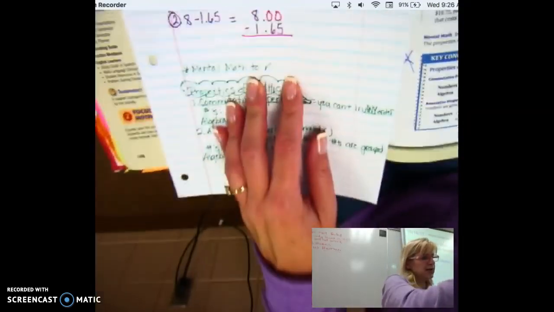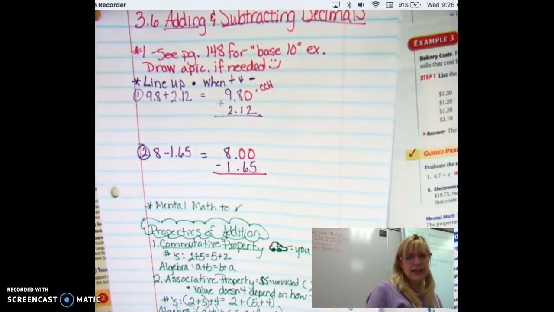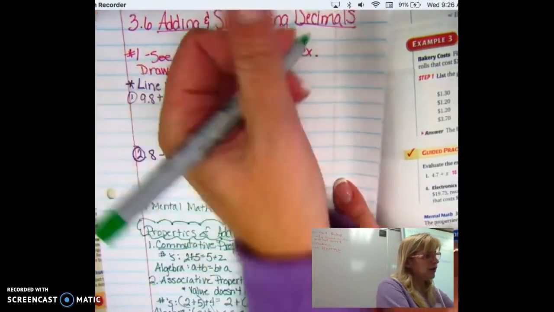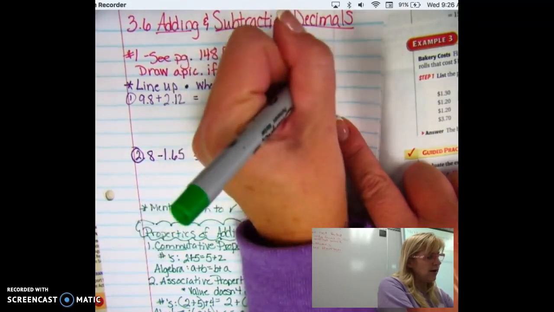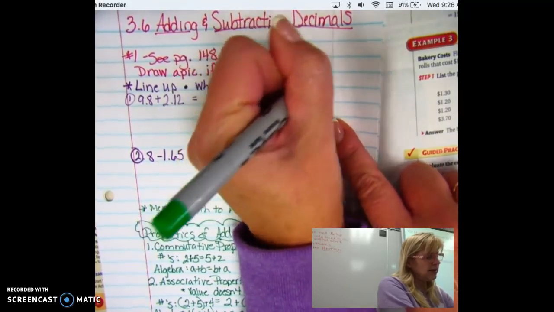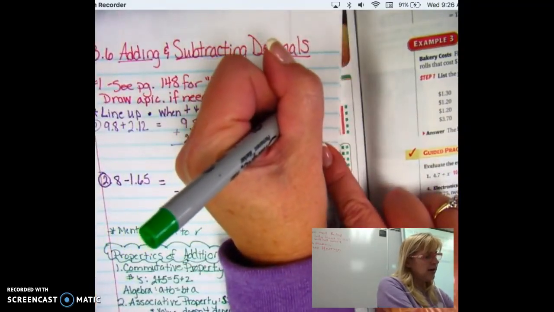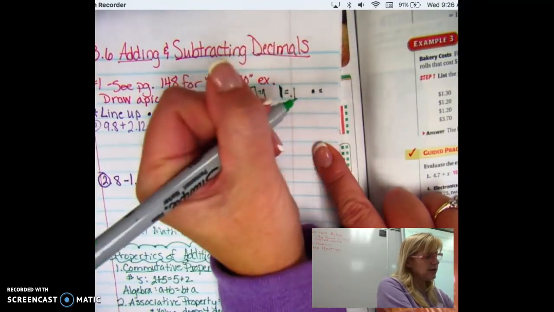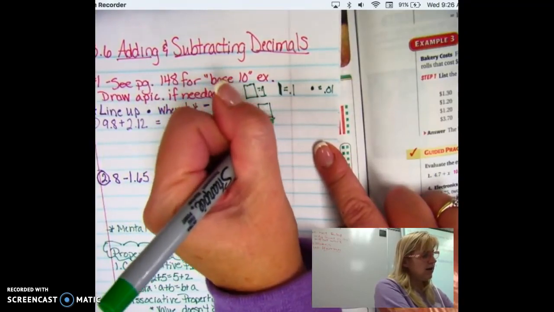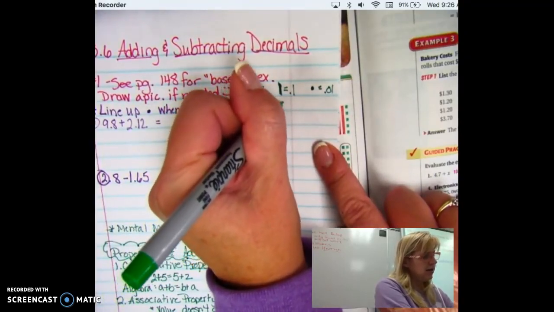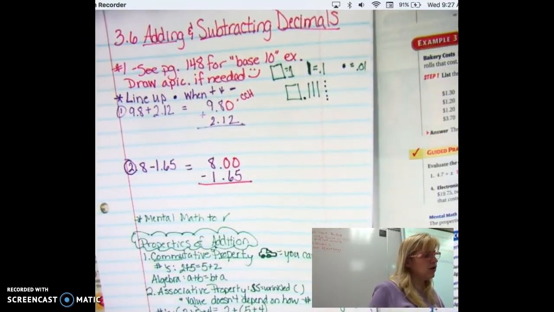So on your notes, if you feel like you don't understand the base 10 example, and you want to draw a picture if needed, you want to draw the square equal to 1, and I'll draw it like this, the strip equals 0.1, and then the dot equals 0.01. So if you were saying 1.35, that would be 1 and 35 hundredths.